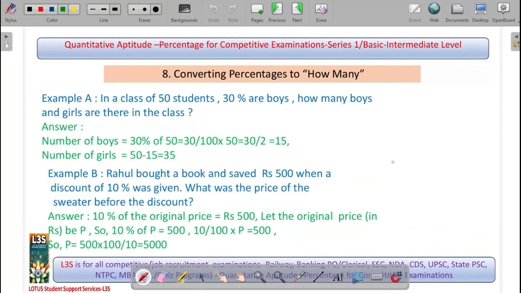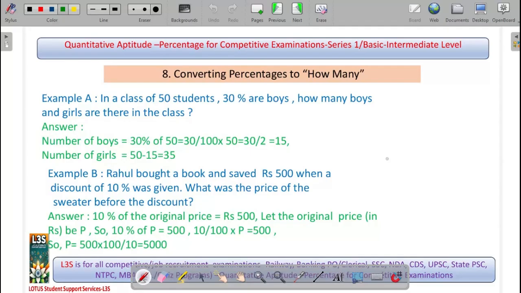Converting percentage to how many? There are many situations where we have to find out how many numbers. So how we'll do it, we'll see in the example. First example: in a class of 50 students, 30% are boys. How many boys and girls are there in the class?